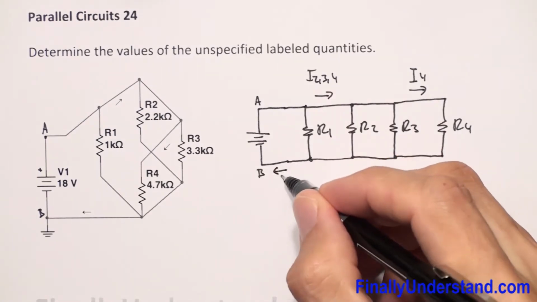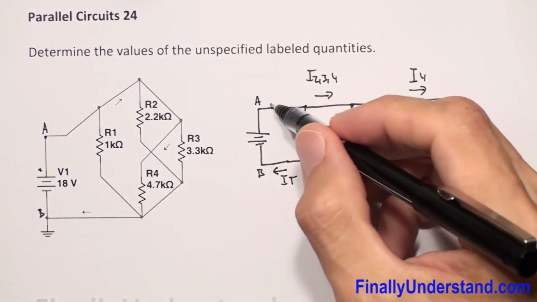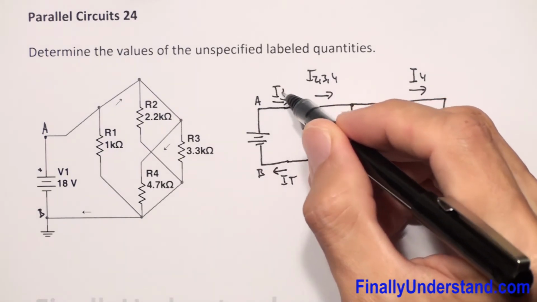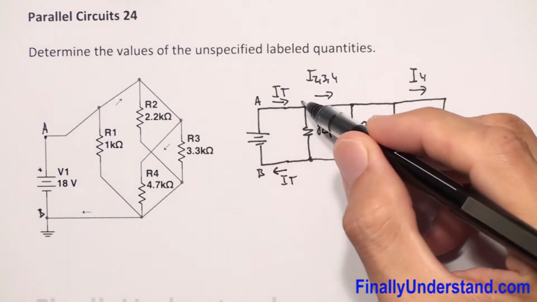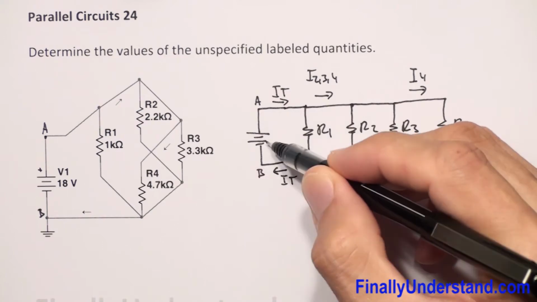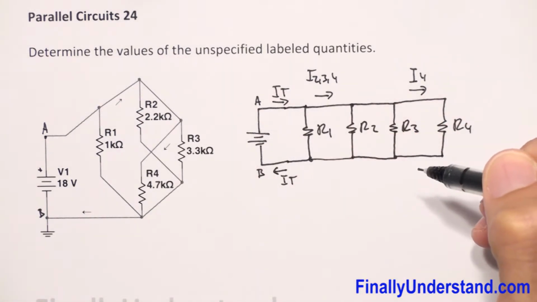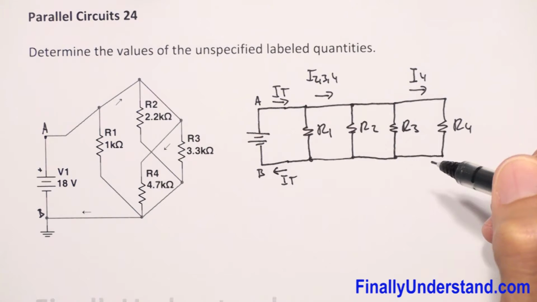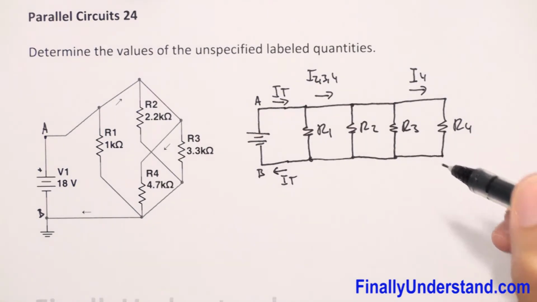Next, I'm supposed to find I total. This is my I total. Let me remind you that this one is going to be also I total. So this current which will go through the circuit and the current which will get back to the voltage source is also I total. So what are we supposed to find first?